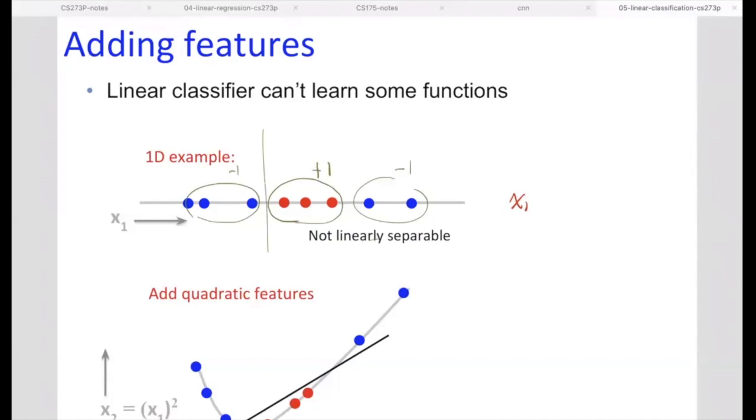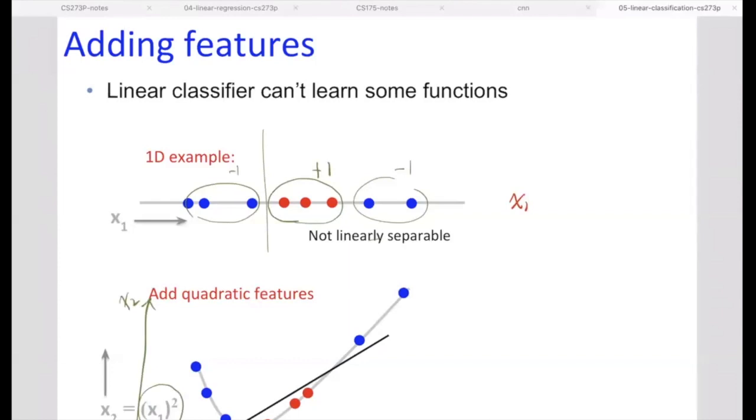However, one trick you can use is to introduce one more feature, using quadratic features. Along this side it is still x1, but I'm going to introduce one more feature along the vertical axis. Suppose that's x2, and you choose x2 to be x1 squared, using this additional quadratic feature. So what happened here?